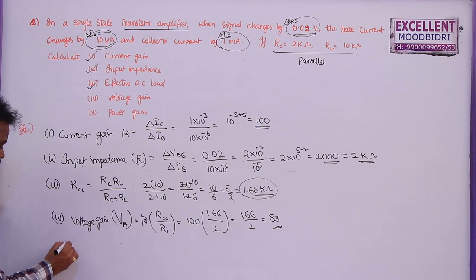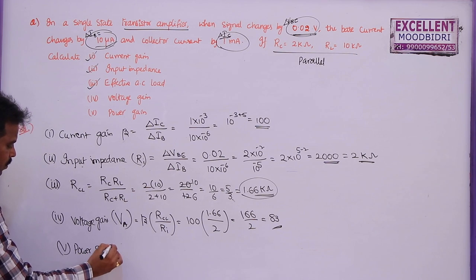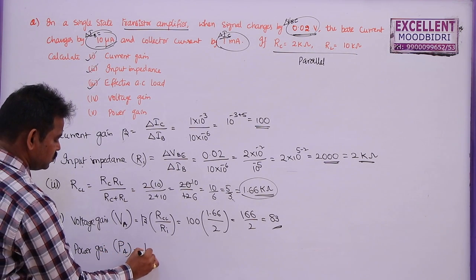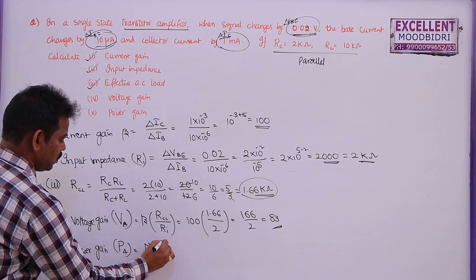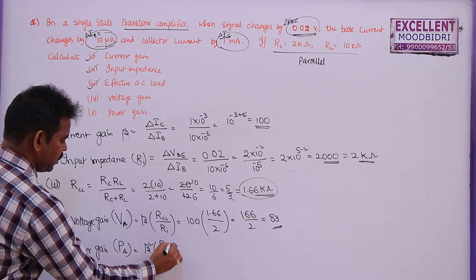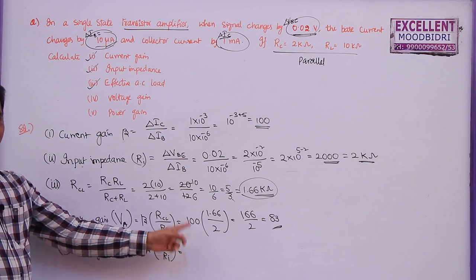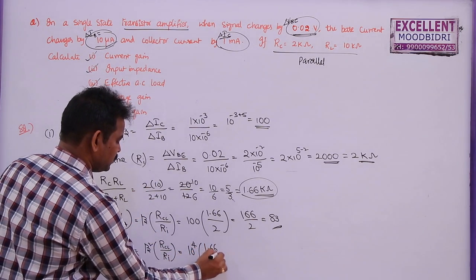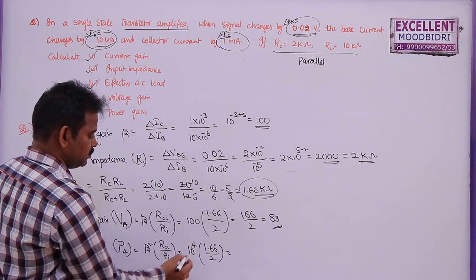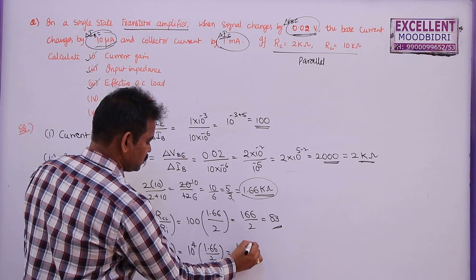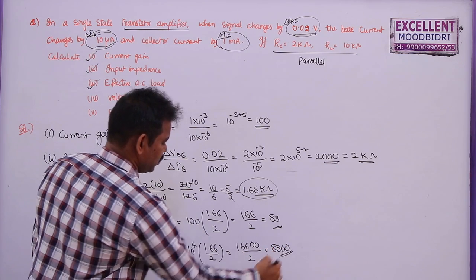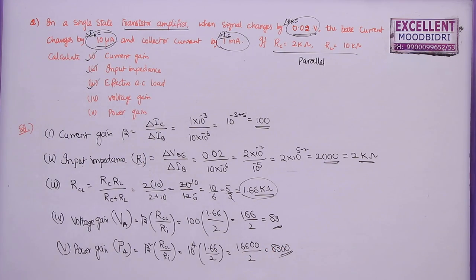The last one is power gain, which is equal to power amplification, which is equal to beta square RCL by Ri. Beta is 100, beta square is 10 power 4 into 1.66 by 2 here. This is 16600 by 2, that is 8300. This is the power gain.